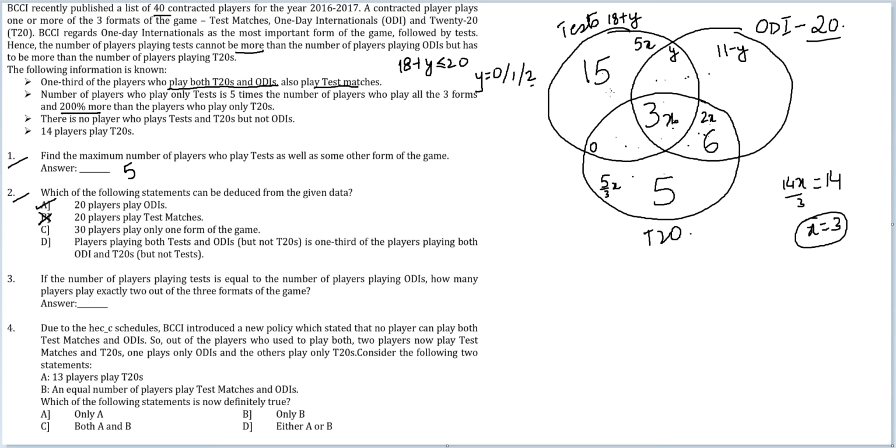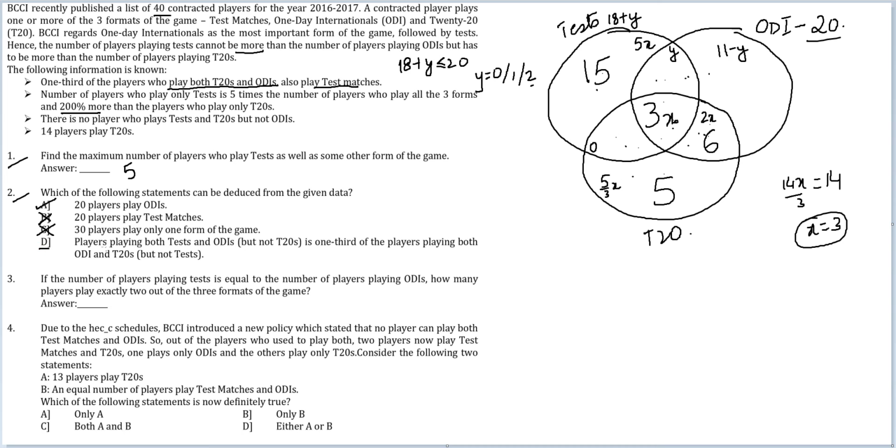30 players play only one form of the game. Players who play only one form of the game are 15 plus 5, which is 20. 20 plus 11, 31. 31 minus Y. If Y is equal to 1, then 30 players play only one form of the game. If Y is equal to 0, it would be 31. So this is not a guaranteed outcome.